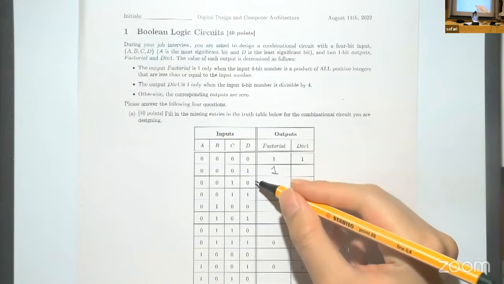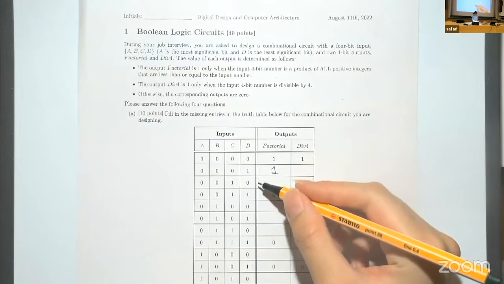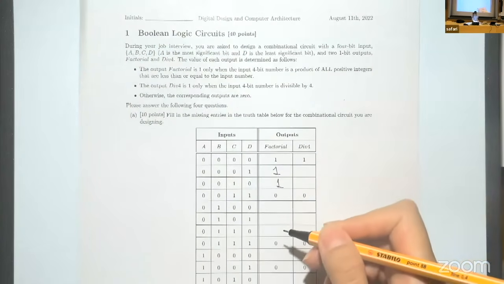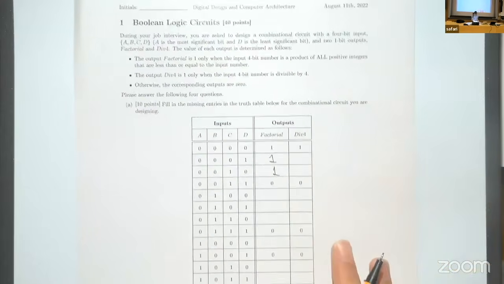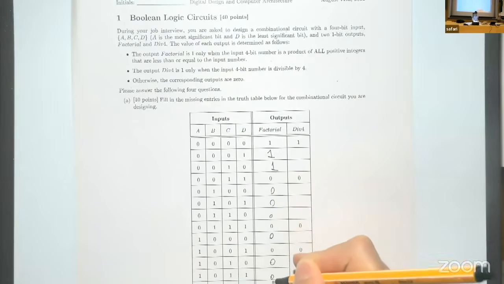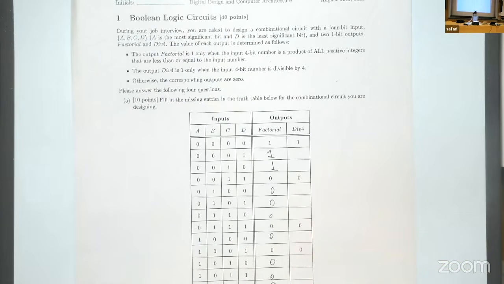And the second input is 2. 2 is a multiplication of 2 and 1. So this is also 1 for the others. And if you go through the same description for all the other numbers, you will see that it's never the case for any other numbers. So all the entries should be 0 for the remaining ones.